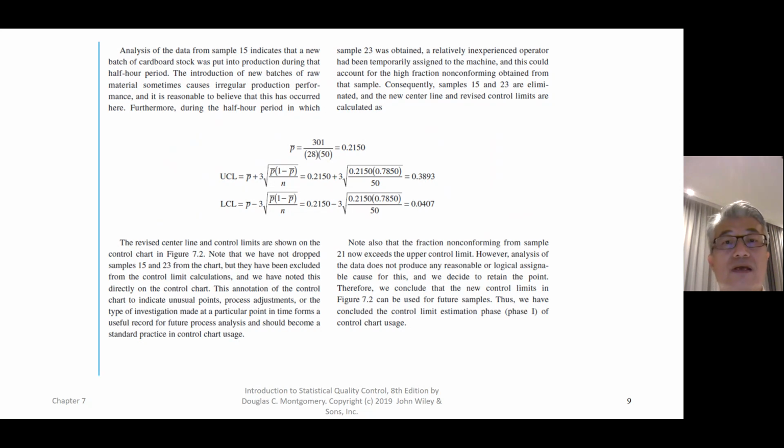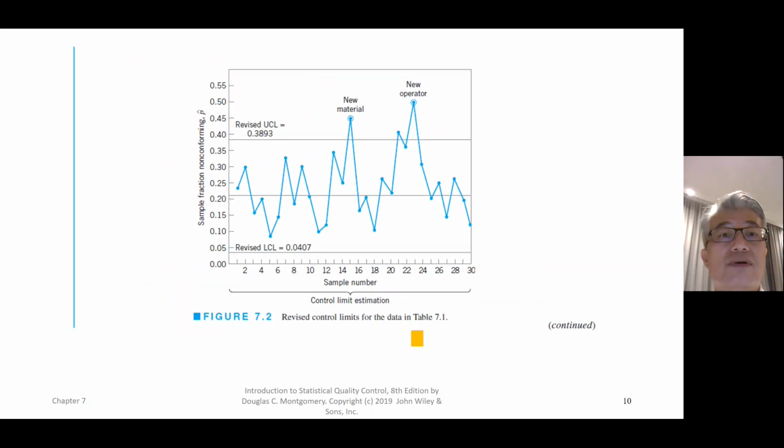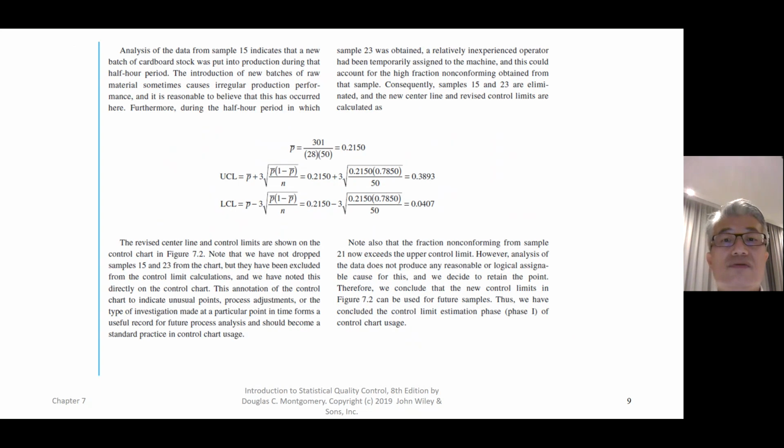This is a new operator, so we readjusted. Sometimes it's one point that is just an outlier, and sometimes it happens. Also note that the fraction non-conforming from sample 21 now exceeds the upper control limit. However, analysis of the data does not produce any reasonable or logical assignable cause for this. Sometimes it happens, so we decide to retain that point.